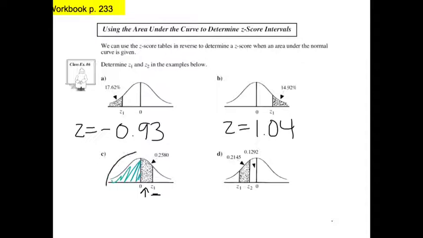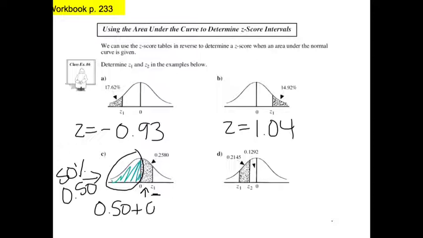So that must mean that this area here is 50%, or 0.50 when you divide it by 100. To make things easier, we're going to add that 0.50 to that shaded part, which is 0.2580. So what you're going to have is a probability of 0.7580, which you can now look for in your z-score tables.